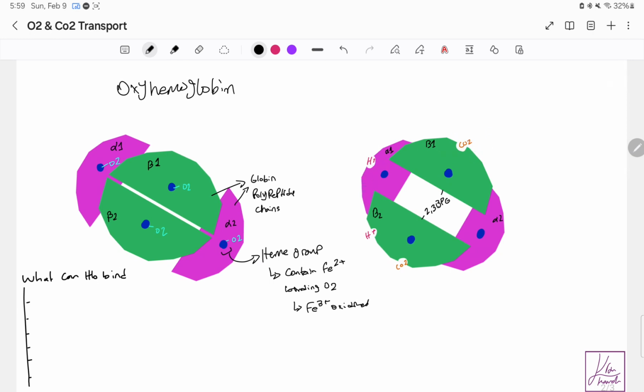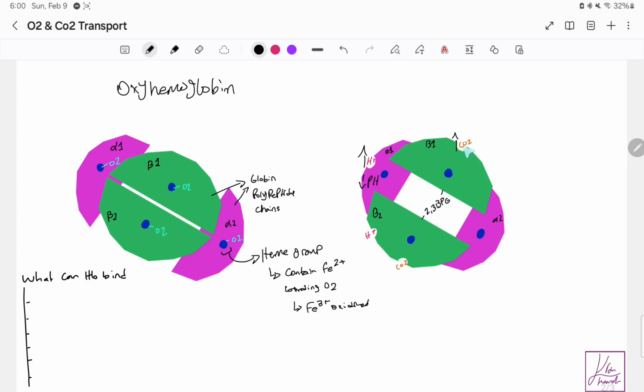If you remember, what I said in the last video was that if you have a high amount of protons, that means you have a low pH. And also if you have a high CO2, the combination of both of these causes the Bohr effect. What was the Bohr effect? The Bohr effect basically describes that hemoglobin now has a lower affinity for oxygen, meaning it doesn't want to bind oxygen as strongly anymore, and therefore it actually lets it go more easily.